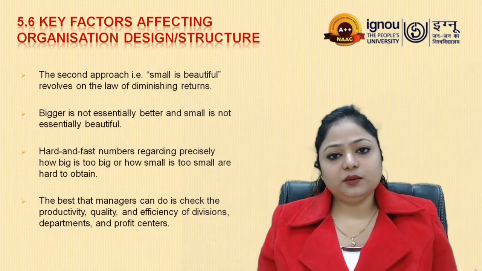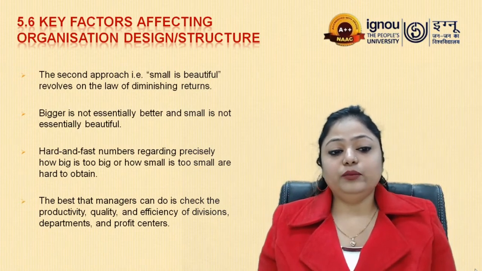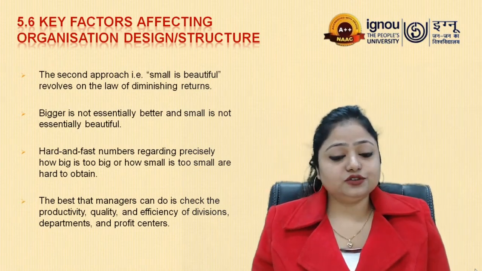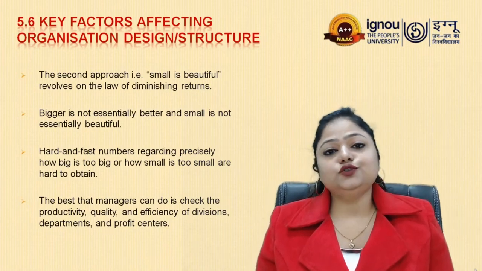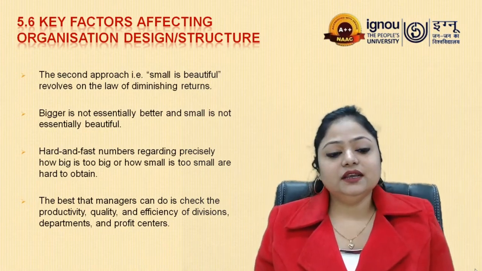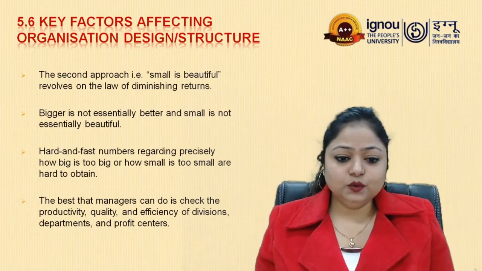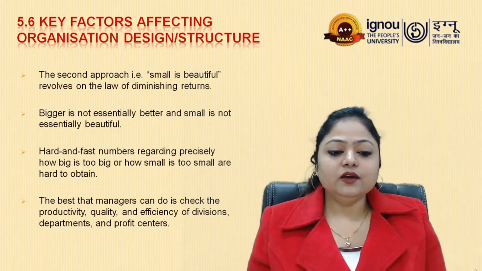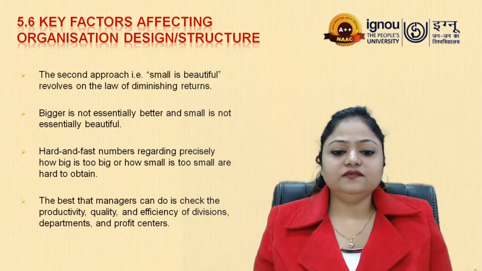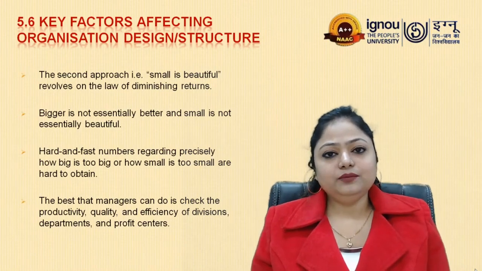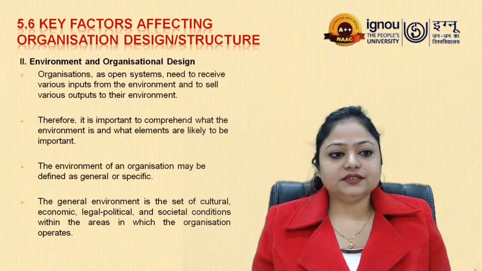So, hard and fast numbers regarding precisely how big is too big and how small is too small are hard to obtain. How to decide? The best that managers can do is to check the productivity, quality, and efficiency of the decision departments and profit centers of the organization.